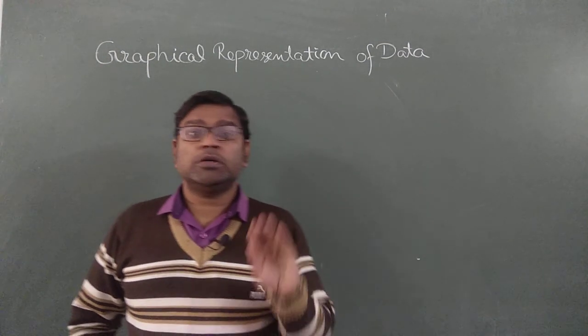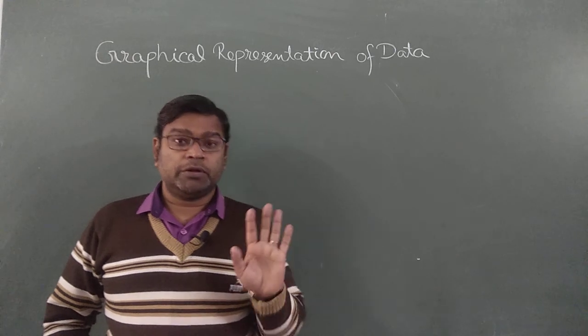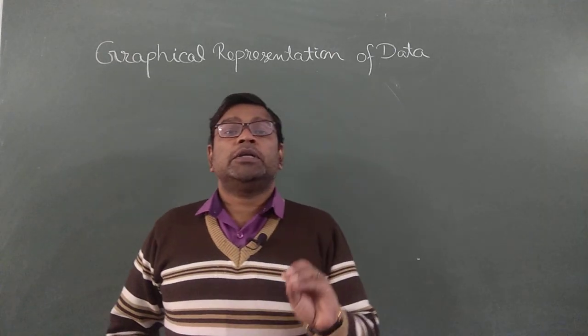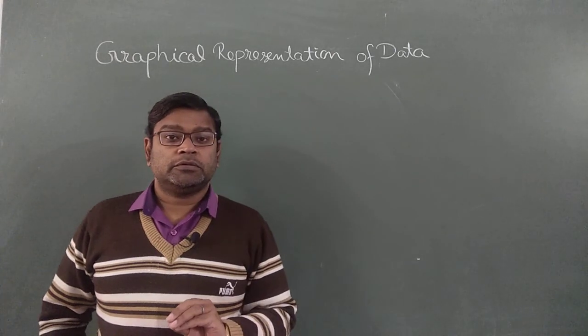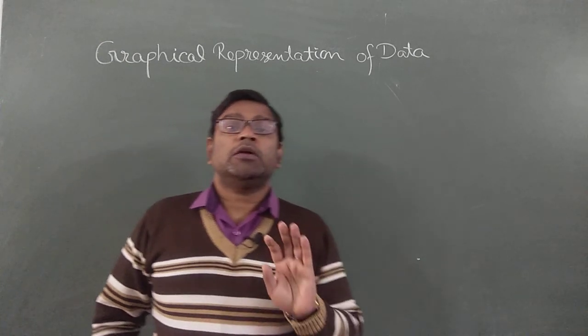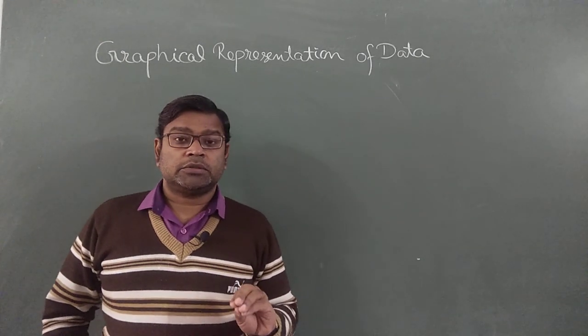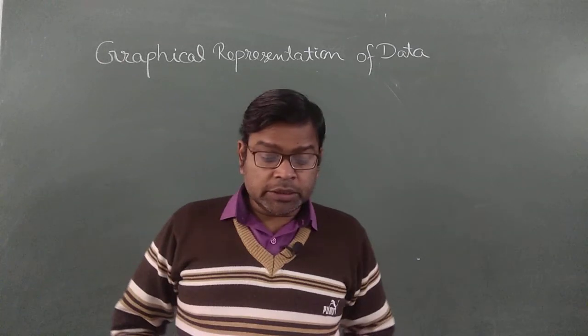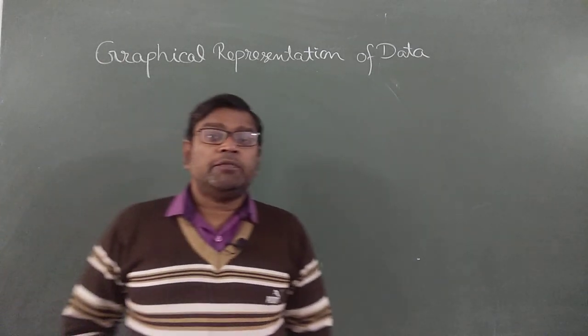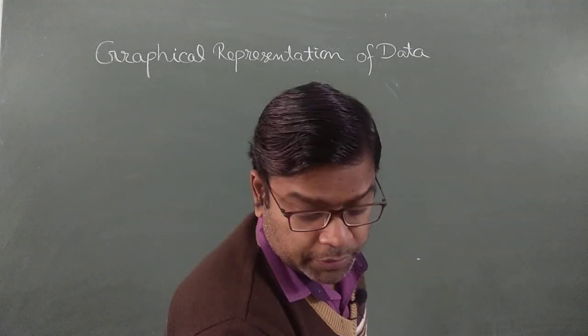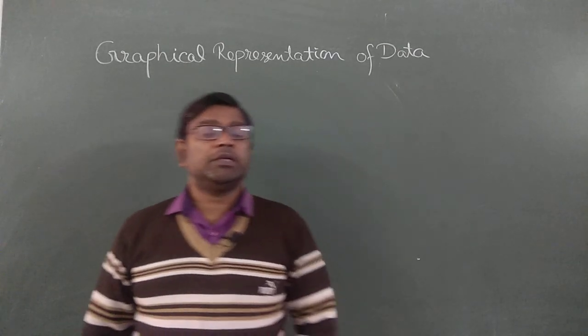Generally, data are represented in two ways. The first one is the table form, that is your frequency distribution table. The second one is by using a graph. So in this chapter, we are going to discuss how we represent data by using graphs. Generally, there are different types of graphs we use to represent the data.